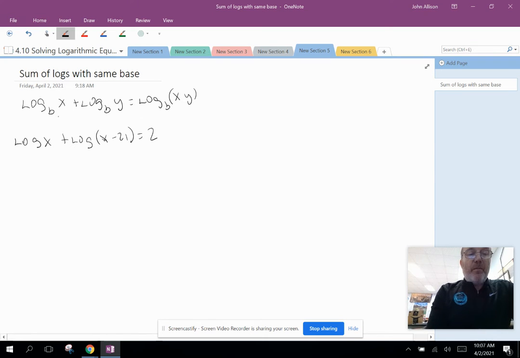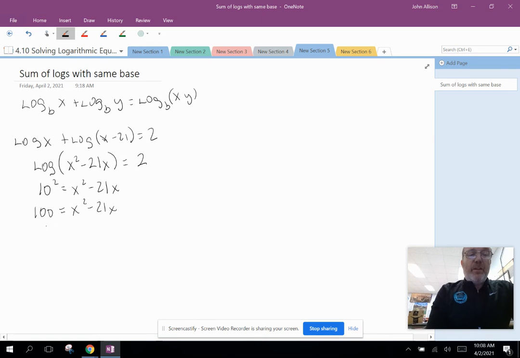This follows that property, 2 logs, same base added together. So we can multiply what's inside the logs inside a single log. We get x times x minus 21 makes x squared minus 21x. If that equals 2, now we can convert this to exponential form and get the base 10 raised to the second power equals x squared minus 21x. 10 squared is 100.